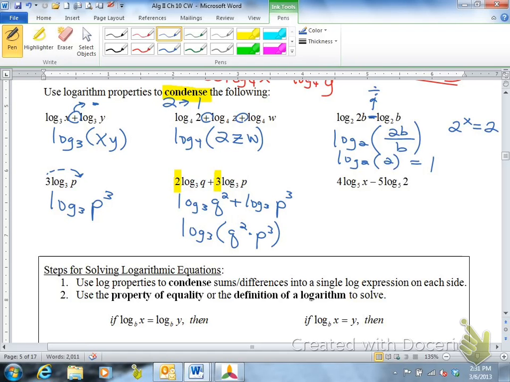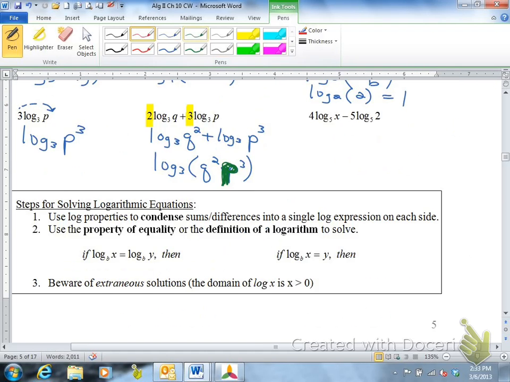Pause this video and see if you can write the answer to the next one right now. Okay, on the next one you would have log base 5 of x to the 4th minus log base 5 of 2 to the 5th. And since you have division, division becomes 1 log of a quotient. So log base 5 of x to the 4th divided by 2 to the 5th. 2 to the 5th is 32.